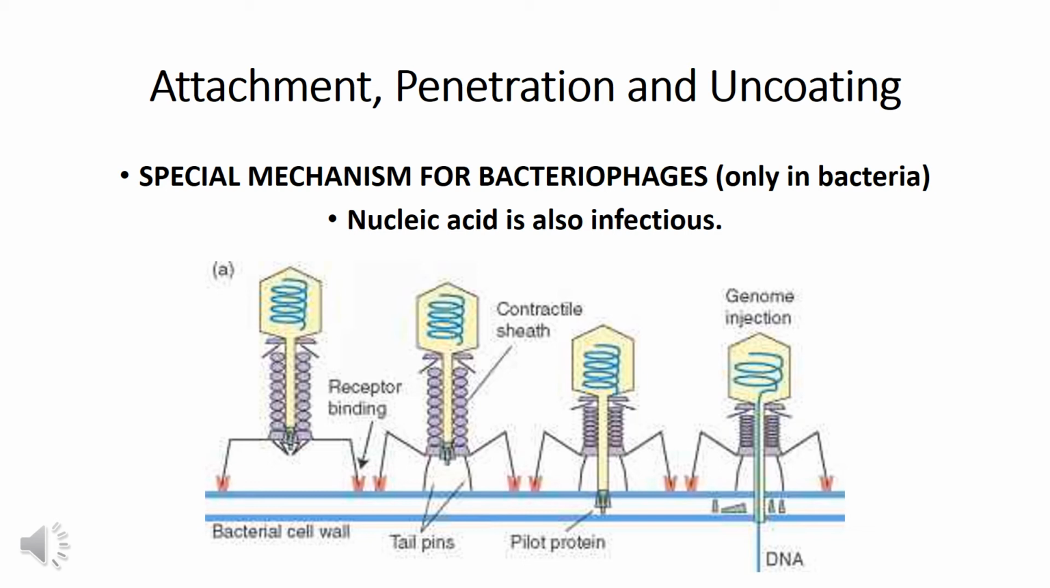Here you can observe that structural proteins were left behind outside, but only viral DNA or nucleic acid entered into the cell. After penetration of viral DNA into the bacterial cell, it can bind with the nucleic acid of the bacterial cell, and after a suitable time, a number of copies are formed from the single viral DNA. So we can say that viral nucleic acid is also an infectious agent.